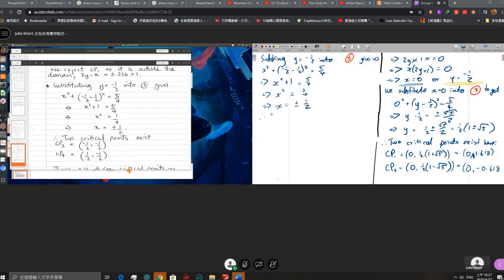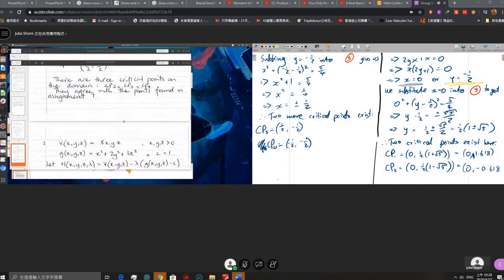So 2 more critical points. I'll just write it like this, CP3. So we've got x equal a half and y equal negative a half. And CP4, sorry, is negative a half and negative a half. All right, so we have 4 critical points.